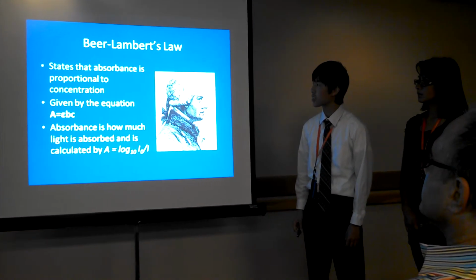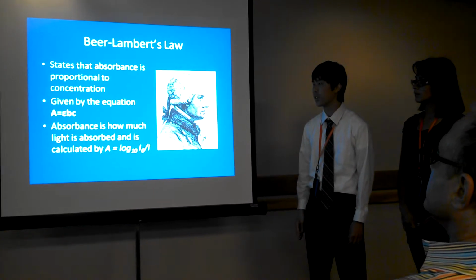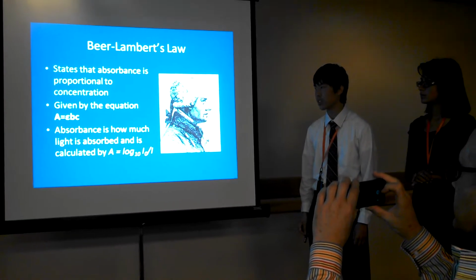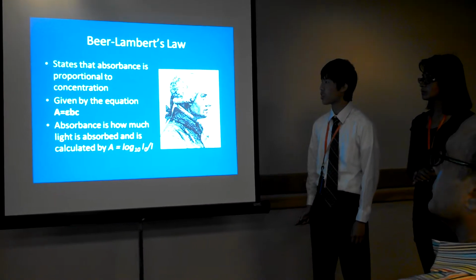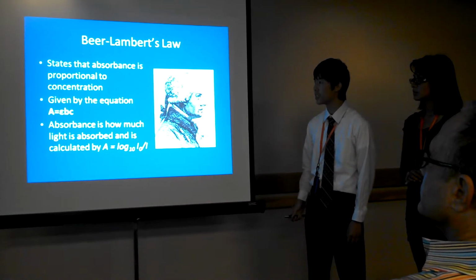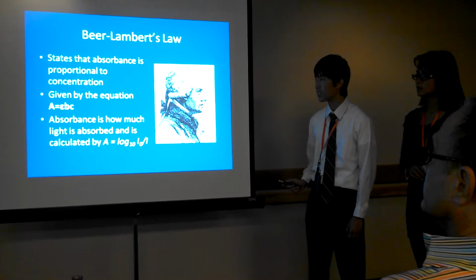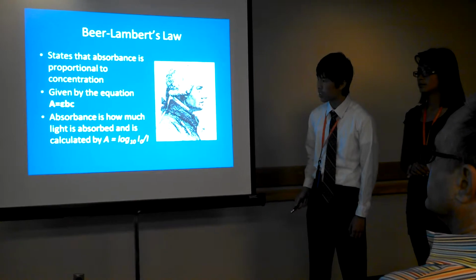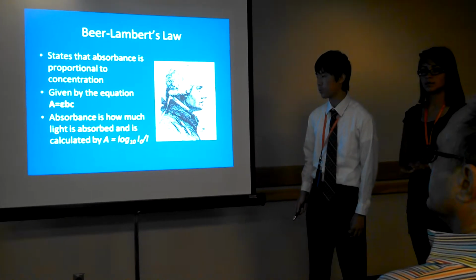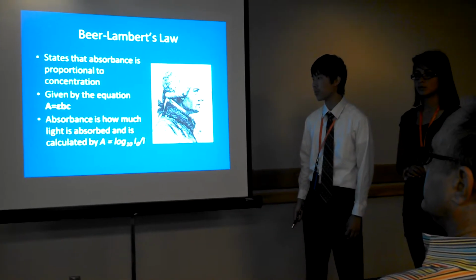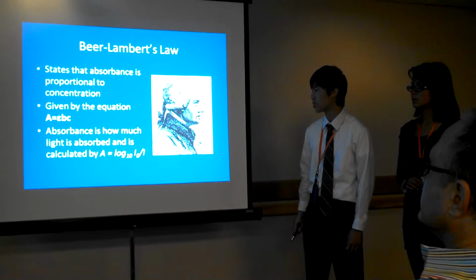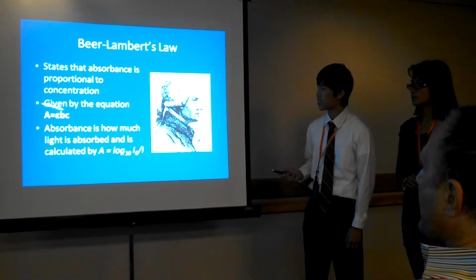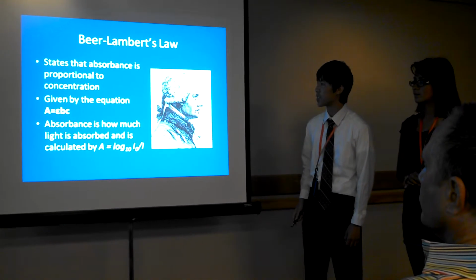Another purpose of our experiment was to verify Beer-Lambert's law. This law states that absorbance is proportional to concentration. Our spectrometer didn't directly measure absorbance, it measured the relative intensity, so we converted to absorbance using this equation. In the equation, A represents absorbance, I naught we assumed was 1 because 100% of light was transmitted through, and I was the relative intensity measured.